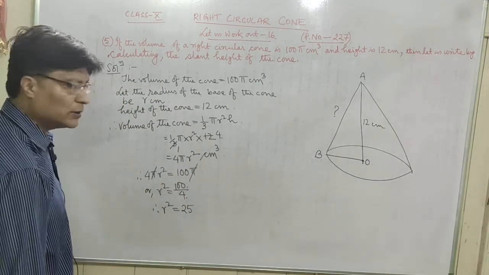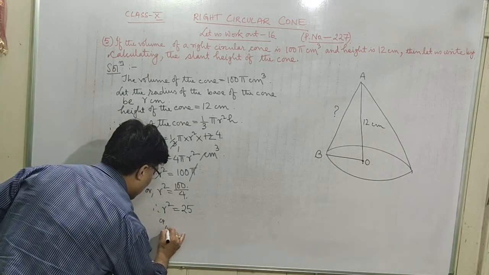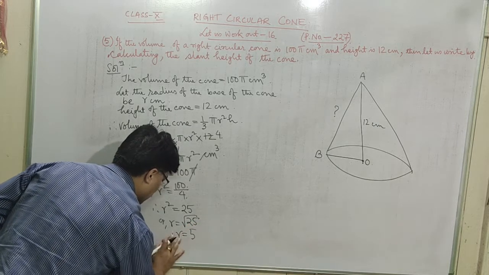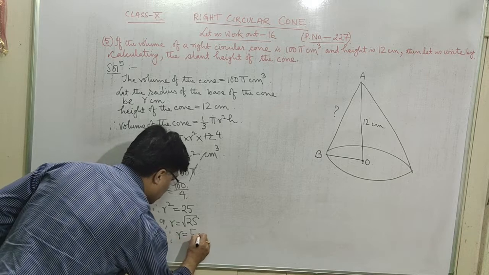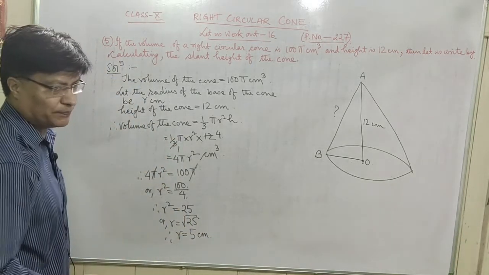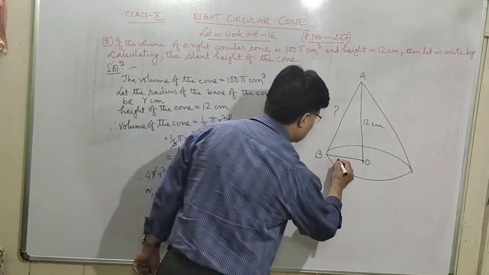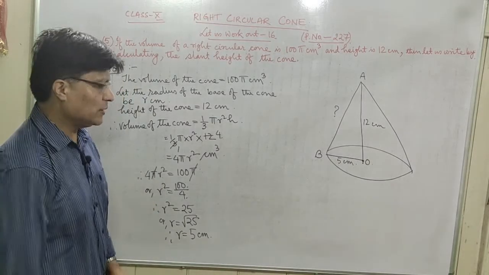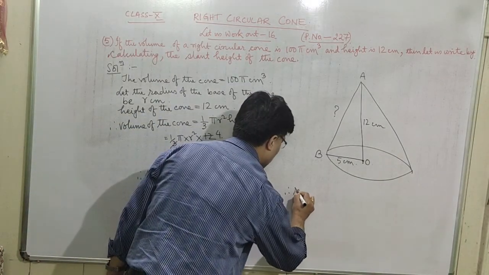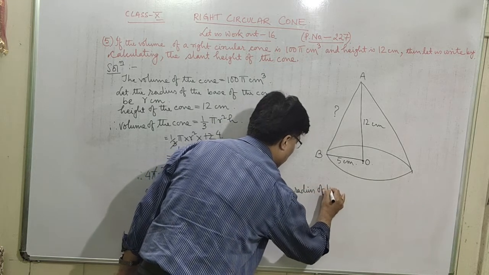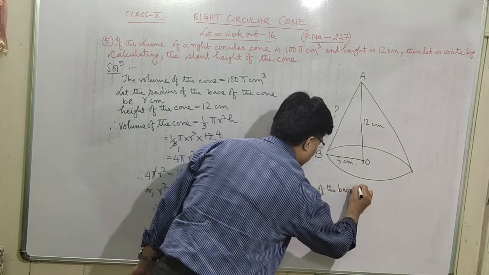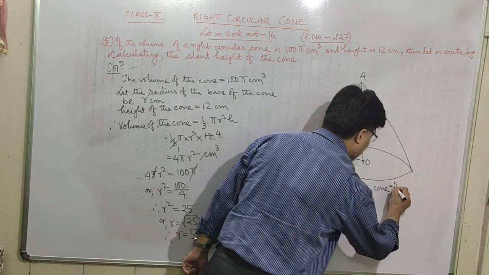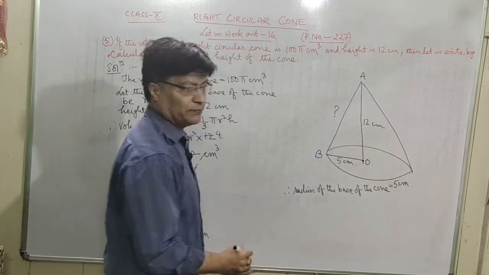Is that clear to all of you? So I think you have understood it. What is the value for r? r is equal to root over 25. That is, therefore r is equal to 5 centimeter. Is that understood? So this radius is 5 centimeter. So what is the radius of the base of the cone? It is 5 centimeter. So radius of the base of the cone is equal to, how much is that? It is 5 centimeter.